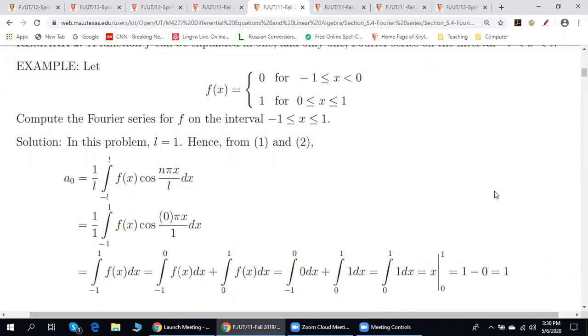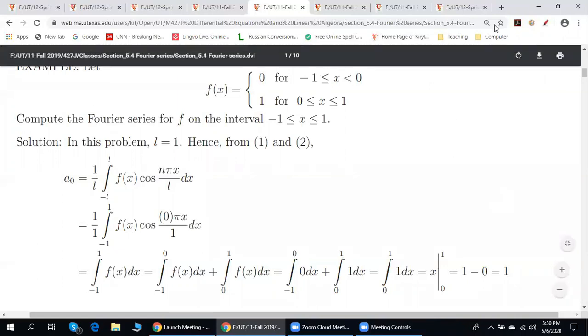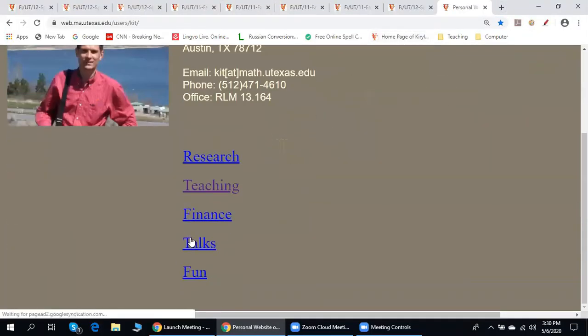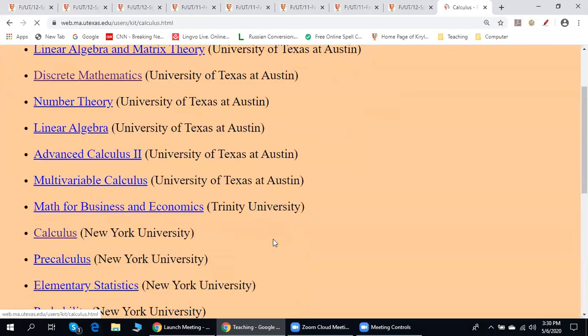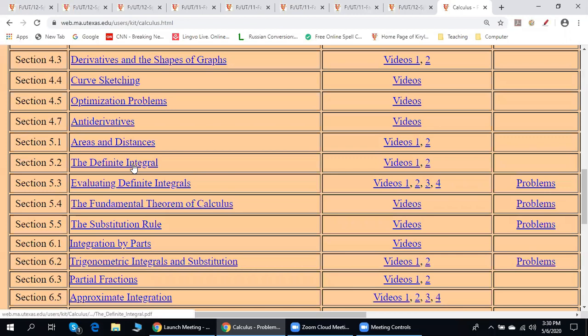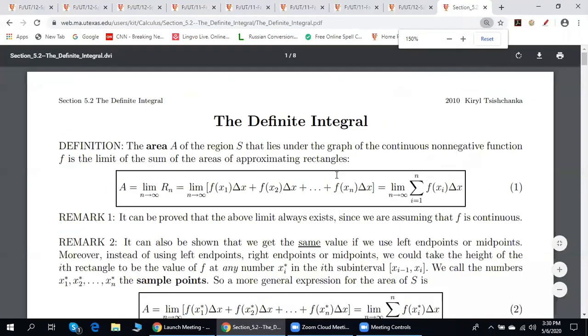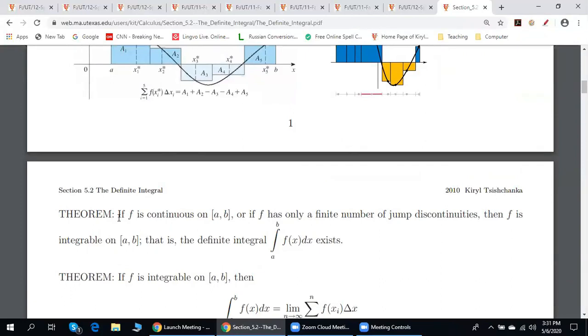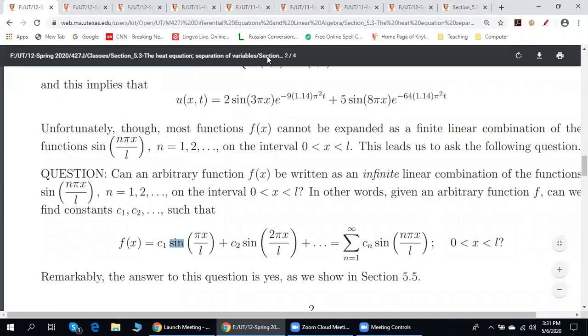Thought you couldn't take an integral if it's a discontinuous function. No, we can. We absolutely can. Please take a look at this. We click on calculus, and then we click on the definite integral. It's over here. If f is continuous on [a, b], or f has only a finite number of jump discontinuities, the integral exists. It's exactly what we have here.